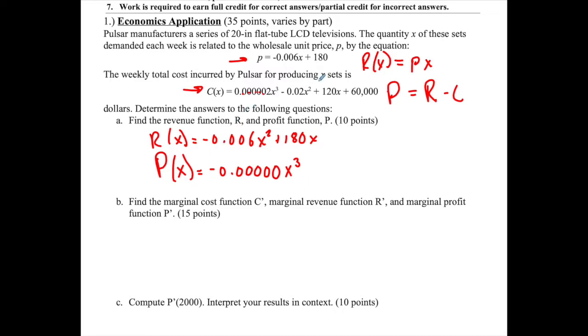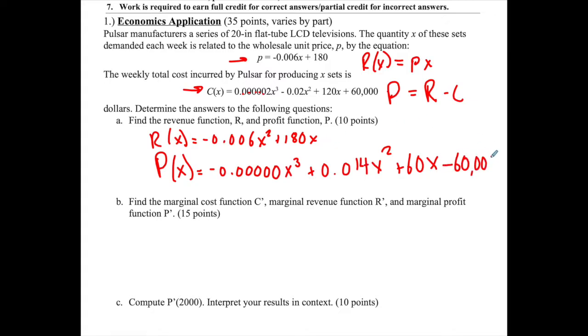I'm going to do this on my calculator. So on my calculator, I'm typing negative 0.006 minus negative 0.02. And what I get when I do that is plus 0.014. Okay, and then I've got 180 minus 120. And then I've got 0 minus 60,000.